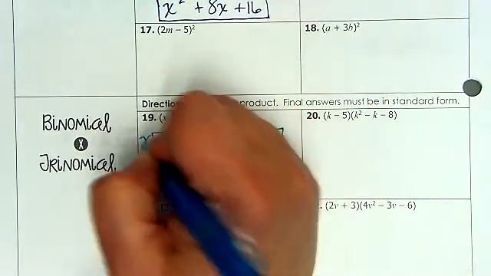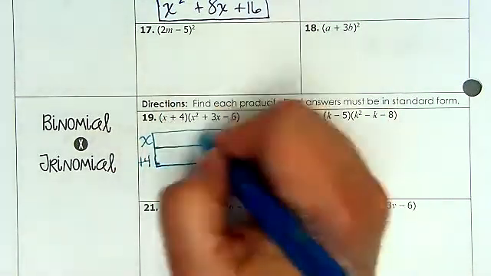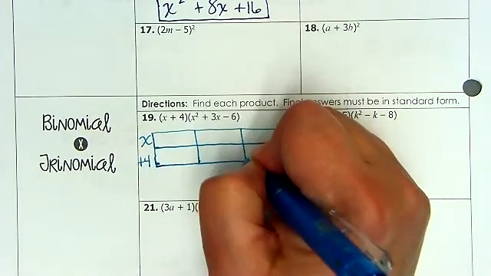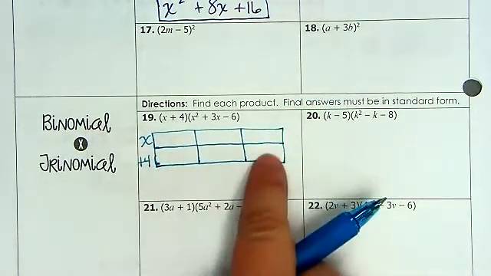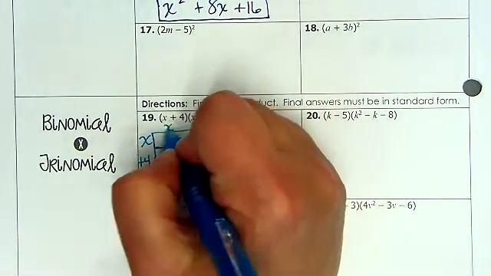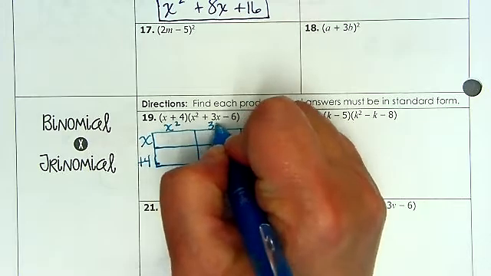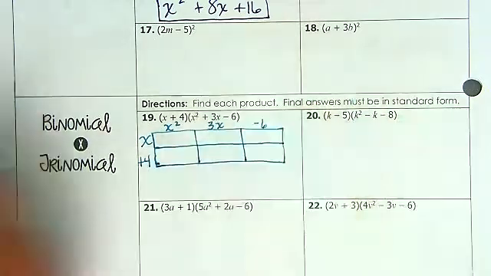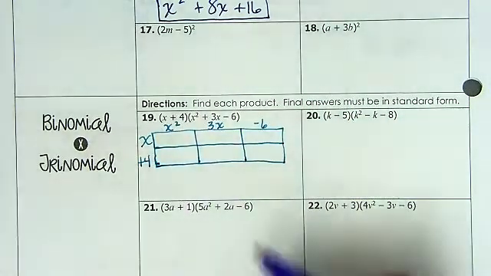So we have x and then plus 4. And I have 3 terms, so therefore I have 3 columns. So I have x squared, 3x, and -6. And now I multiply.